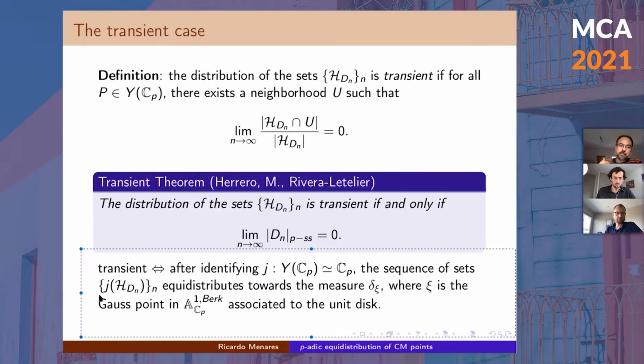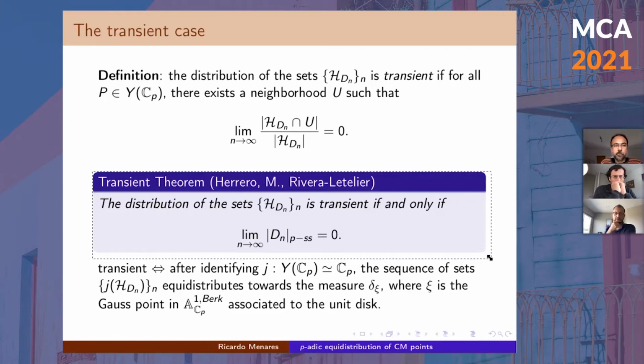then when you take the image by j of these CM points, you get equidistribution towards a measure which is a Dirac measure, supported at a very special point, which is called chi here, and it will be the Gauss point attached to the Berkovich line, the Gauss point attached to the unit disk. You don't need to know Berkovich theory to understand and prove this theorem, but using it, you can put it in the language of equidistribution. That is a limiting measure.